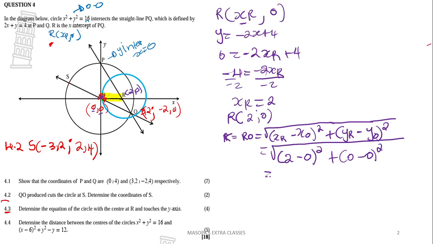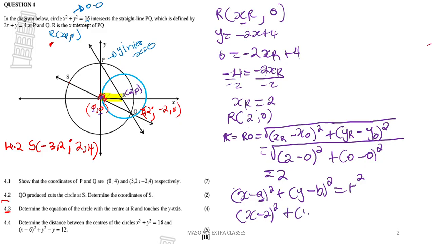Then when you punch it in the calculator, you get a distance of 2, meaning that our radius is 2. Now we found our radius, we found the coordinate of the center. Remember, the equation of the circle is (x minus a) all squared plus (y minus b) all squared is equal to r squared. Now the coordinate a represents the x value of the center, which is 2. So it is (x minus 2) all squared plus (y minus, and your b represents the y value of the center, which is what?